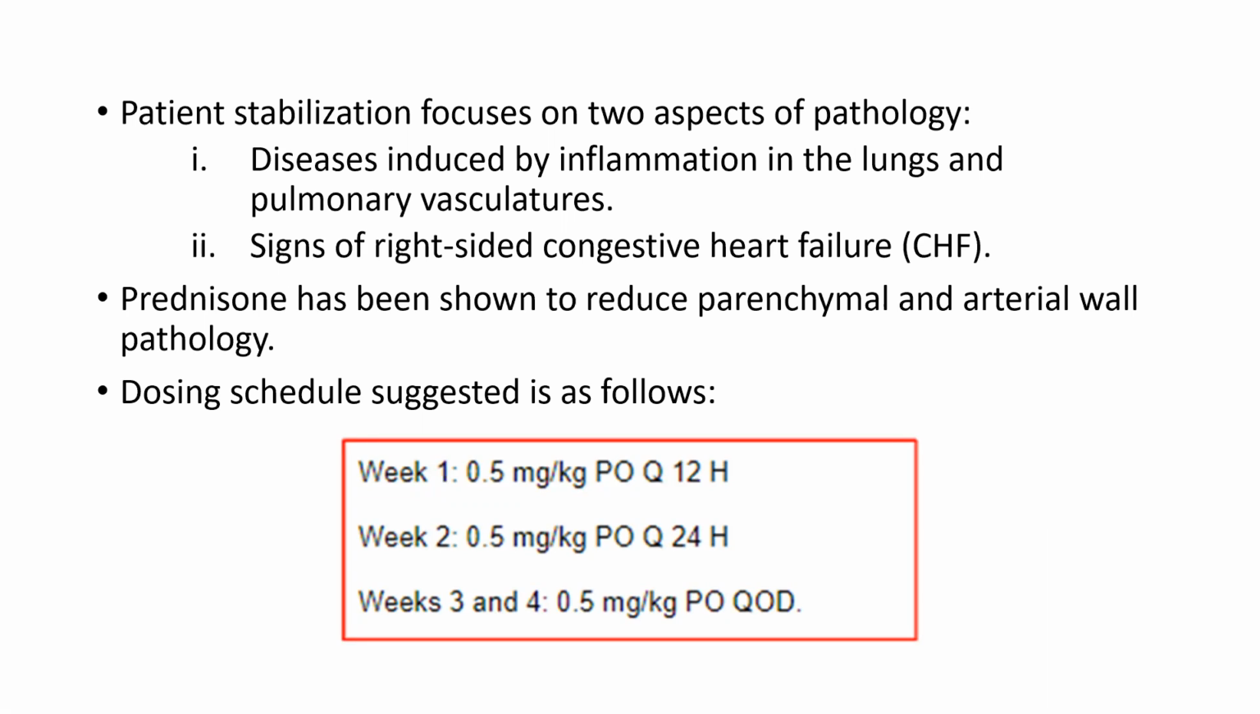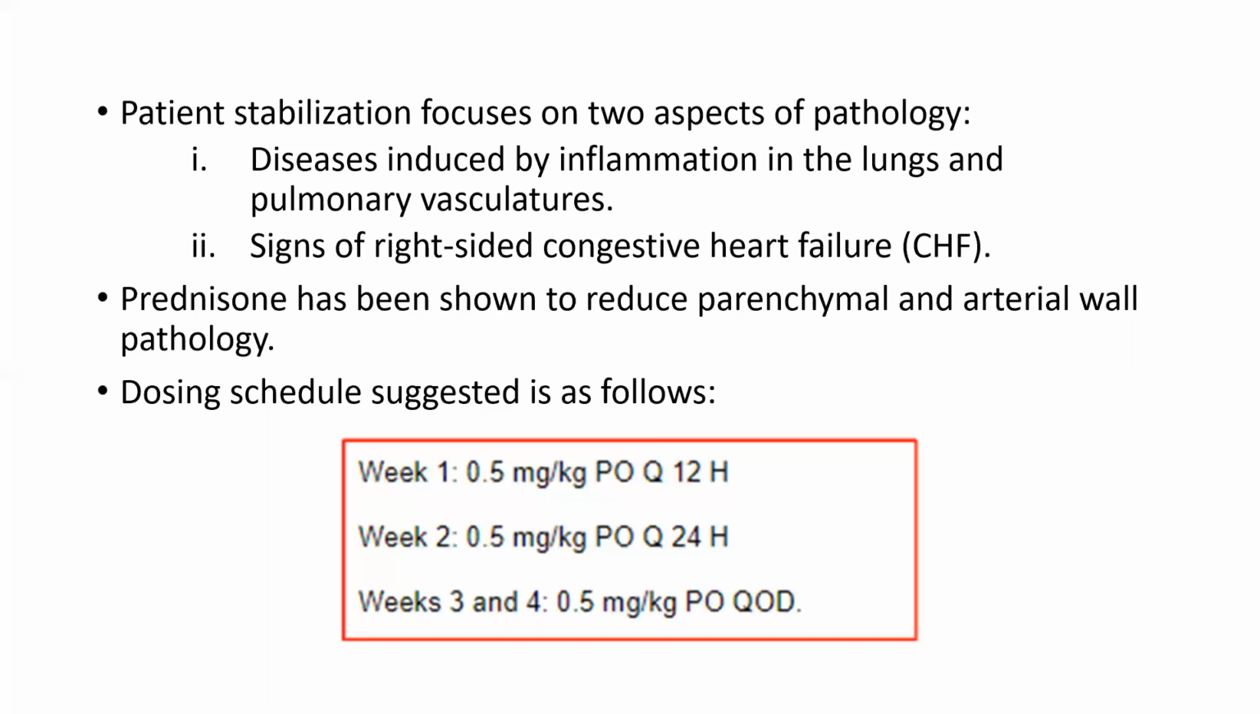There are two aspects of pathology that need attention when stabilization is being done. The first one is disease induced by inflammation in the lungs and pulmonary vasculature, and the second one is the signs of right-sided congestive heart failure.